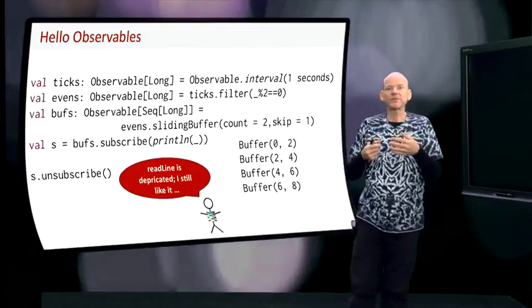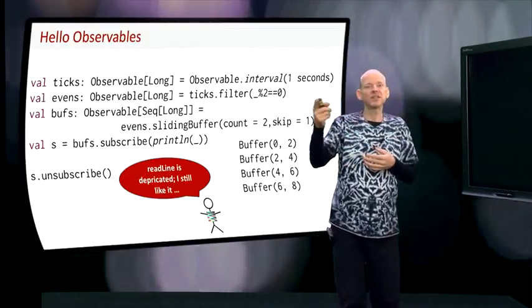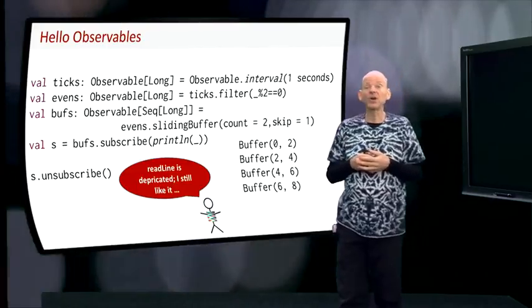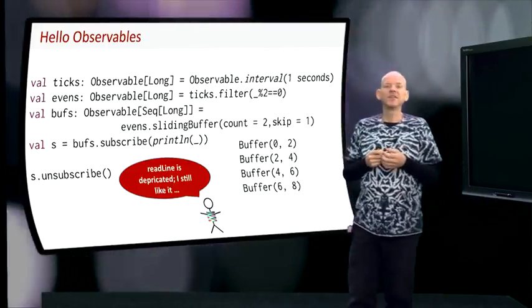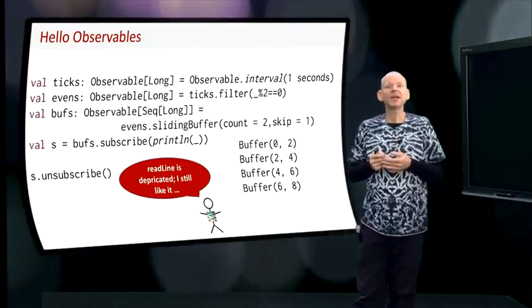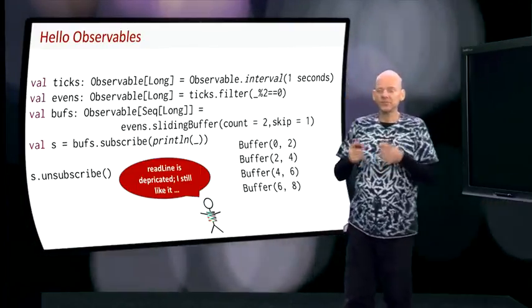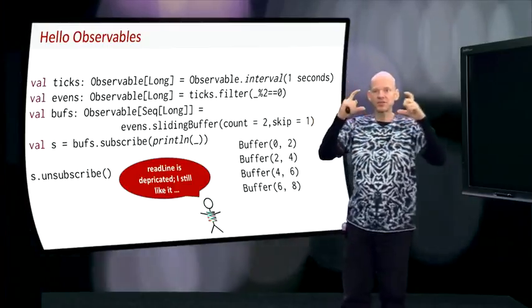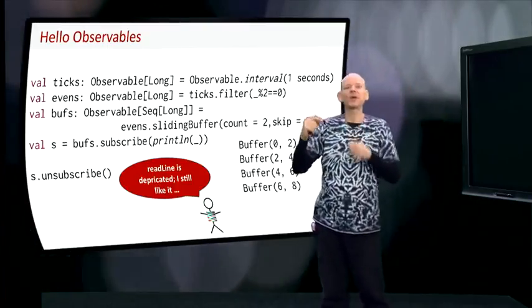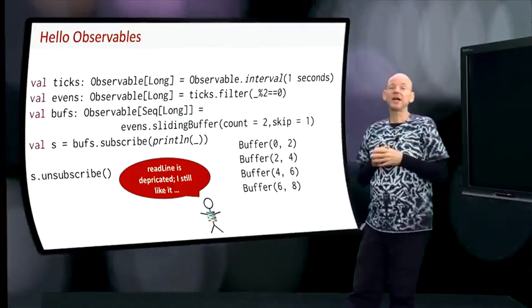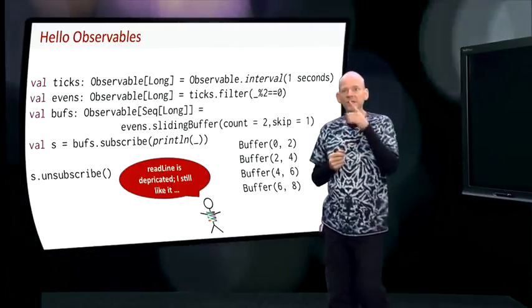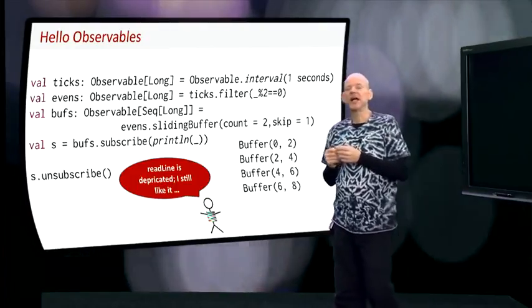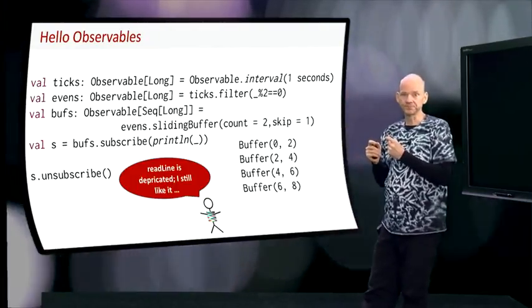So for example, we can filter them. And in this case here, you see that we're filtering out all the ticks that are even. And then the next thing we're going to do is group these ticks together in chunks of 2 shifted by 1. And for that, we have the operator sliding buffer that takes 2 parameters, the count, so that's the length of our buffer, and then how far to skip.